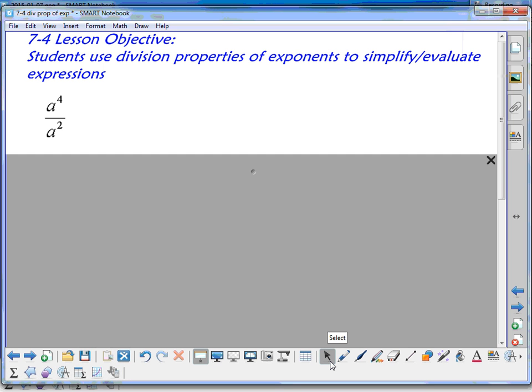Okay, so today's lesson objective, we're going to use division properties of exponents to simplify or evaluate expressions. So on this first one, we've got a to the fourth over a squared. So a to the fourth is just a times a times a times a, and a squared is a times a. And then you cancel them out, and you're just left with a squared.